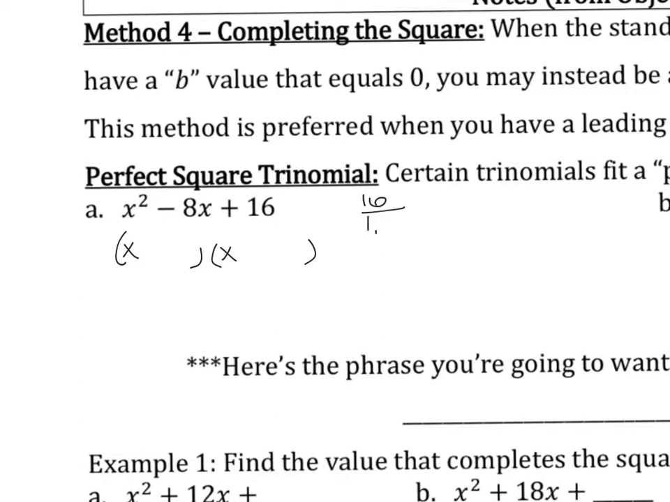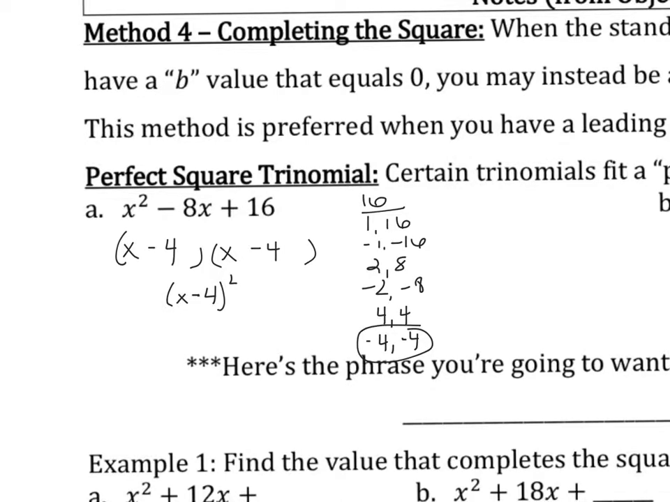I'm thinking about my factors of 16. I have 1 and 16, or -1 and -16. Neither one of those add to -8. 2 and 8, or -2 and -8, gives me 10 and -10, so that's not it either. I also have 4 and 4 and -4 and -4. We found our winner: -4 and -4 add to -8. So it's going to go here. When I do that, I notice that both of my factors are x minus 4, so I can write it like this, because that just means x minus 4 times itself. This is the definition of a perfect square trinomial, when it factors as something squared like that.